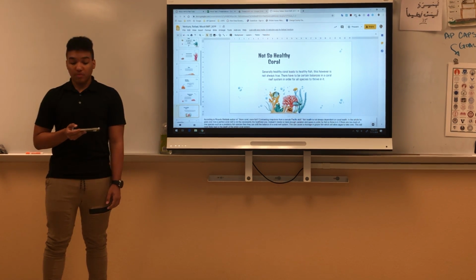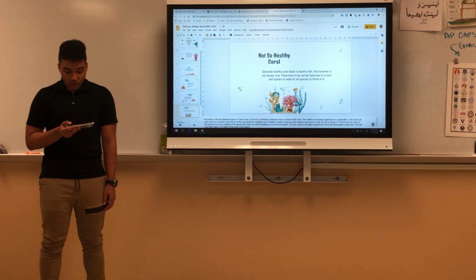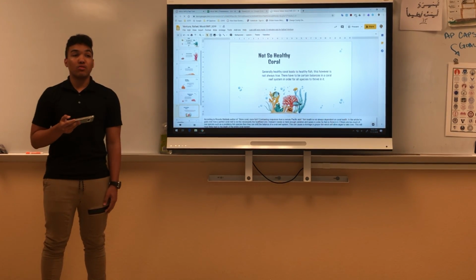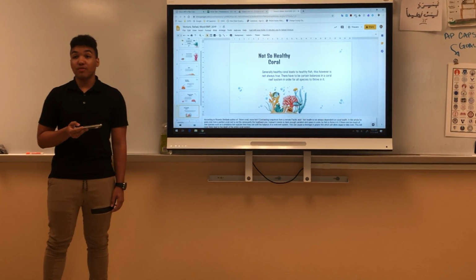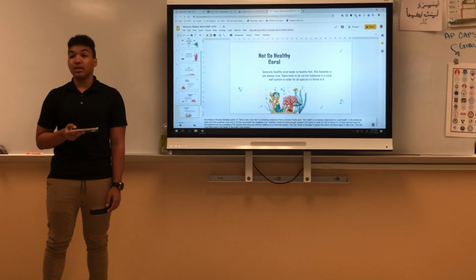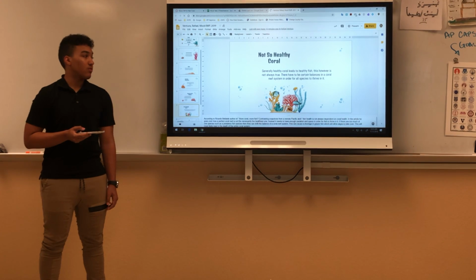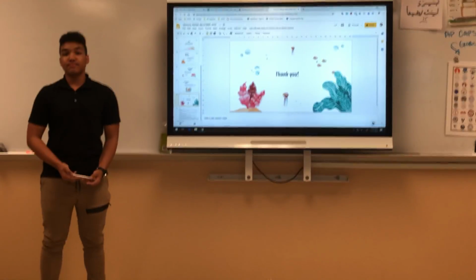If there is too much of one species in a coral reef system, then this can lead to them overtaking the natural habitats of other fish in it. This can cause a shortage of grazer fish, which in turn will allow algae to take over. This will most likely lead to the death of the entire coral reef system. Thank you. Any questions?